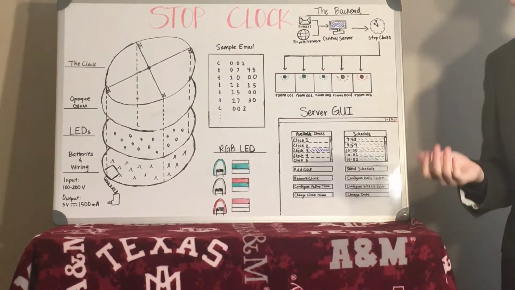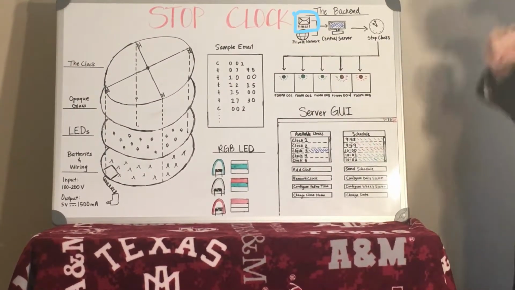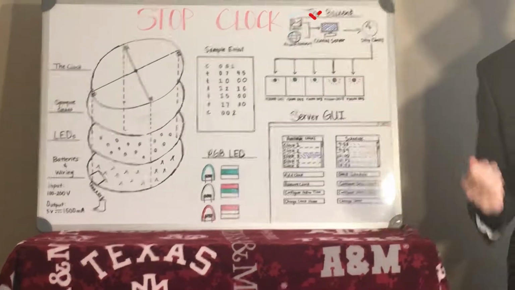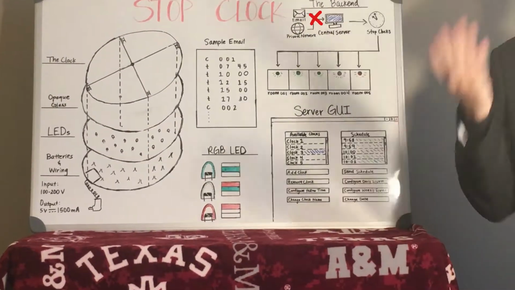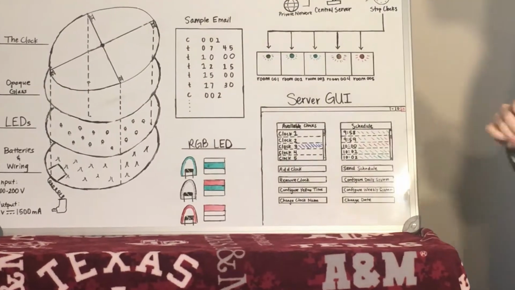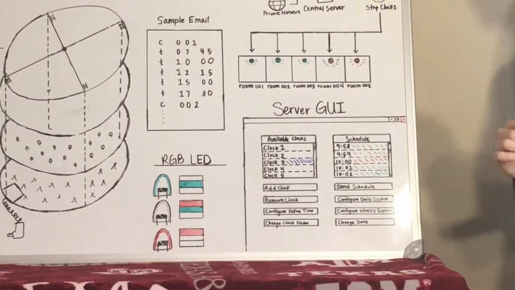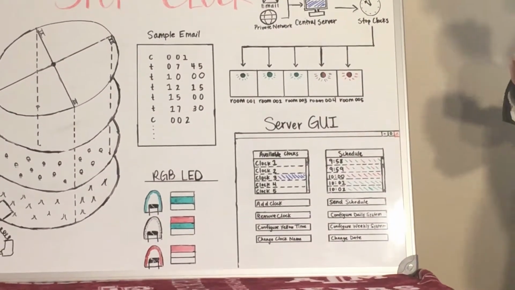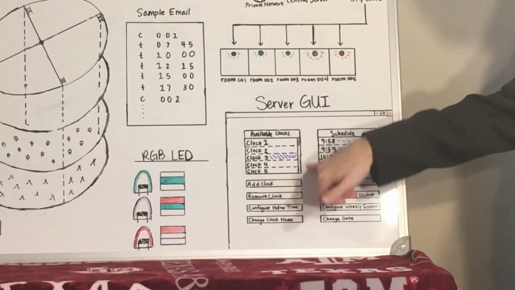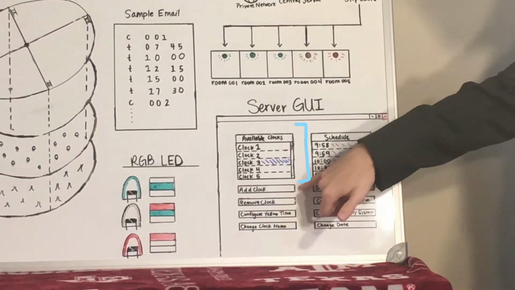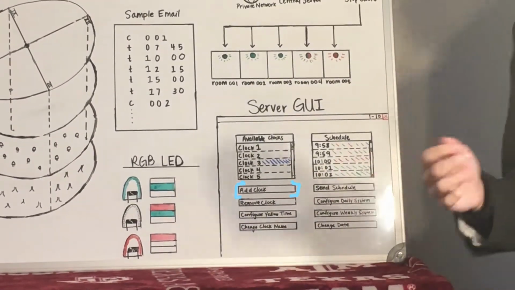Okay, so say that maybe you send an email to your central server and there's a typo in it, or the meeting time isn't registered properly. Well, that's an easy fix, because the central server on your Raspberry Pi or your program will have a GUI, and it will show all of your available clocks here. So you can add clocks, and those will be found on your private network.